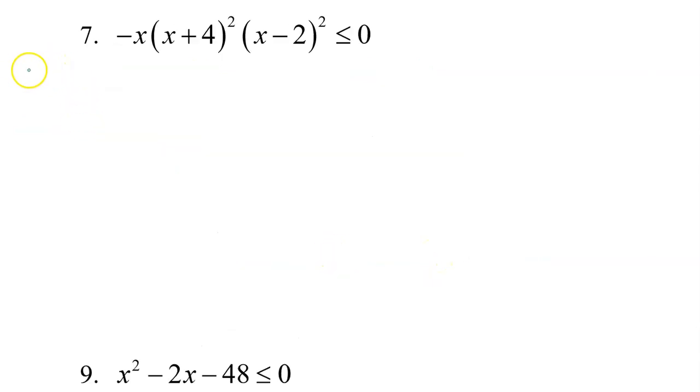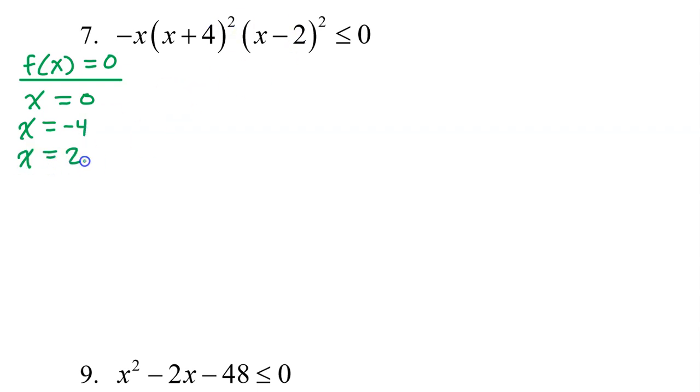Number 7, we're going to start by finding the zeros of the function. So where does f of x equal 0? That's going to be x equals 0 from this first factor in the front, the monomial. And then we have x equals negative 4 from the second factor. And x equals positive 2 from the third factor.